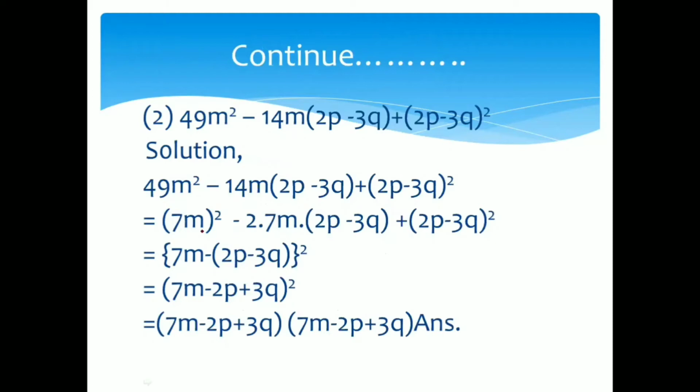Now we write A square minus 2AB plus B square. Then A means 7m and B means 2p minus 3q. That's why (A minus B) whole square. Then we write this two times the same. Before that we have to open the bracket: minus plus minus and this minus plus, and like this it comes in whole square form. Then we can write (7m minus 2p plus 3q)(7m minus 2p plus 3q). Now let's move to the next slide.